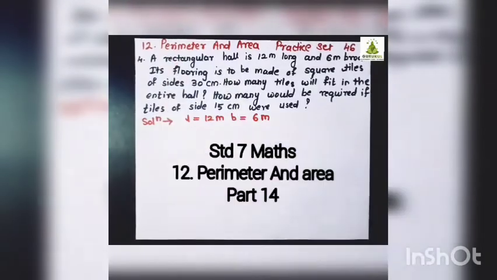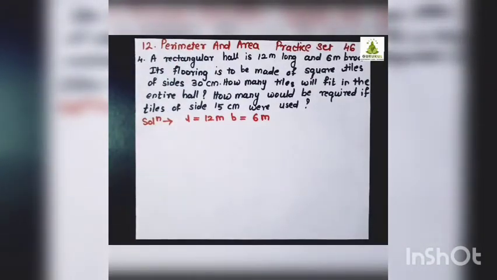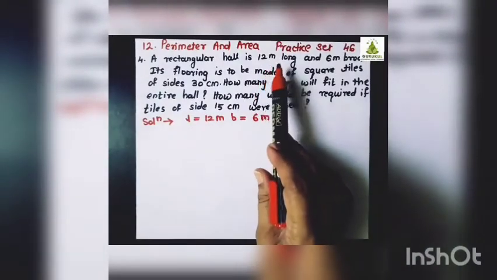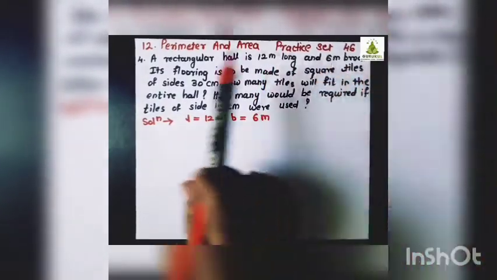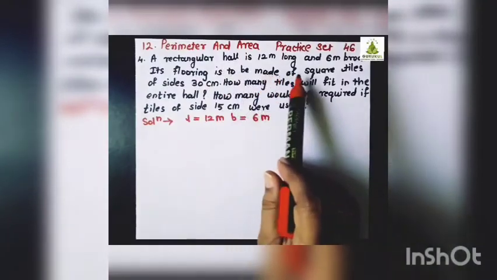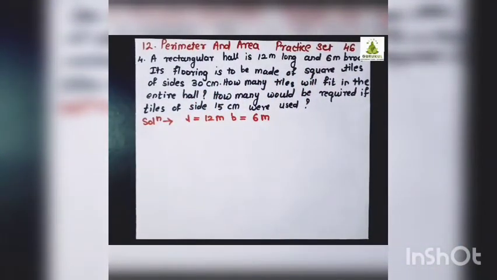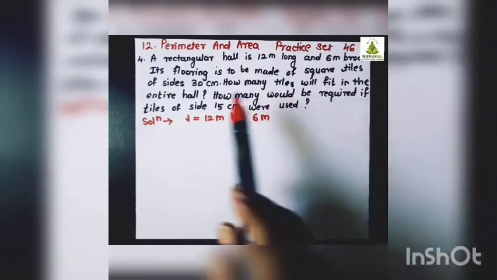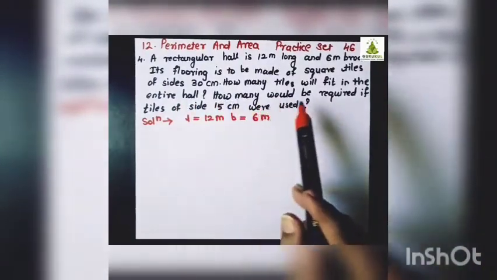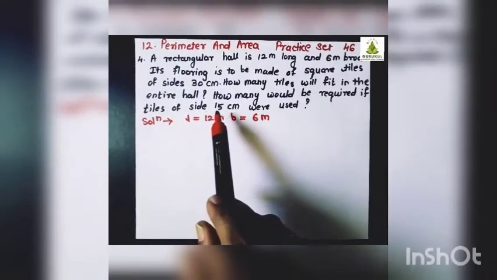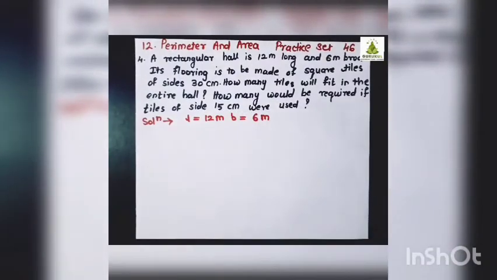Lesson number 12, perimeter and area, practice set 46, fourth sum. A rectangular hall is 12 meters long and 6 meters broad. Its flooring is to be made of square tiles of size 30 centimeters. How many tiles will fit in the entire hall? And how many would be required if tiles of side 15 centimeters were used?